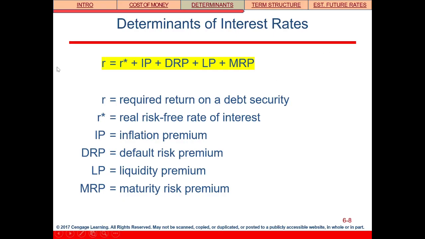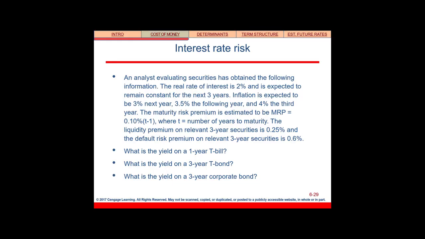So basically in all these factors, the default risk premium and liquidity premium, these two are usually given. It's a typical question you would see in the quiz or the homework, where we ask you to calculate the yield for different types of securities. Like the first two are treasury securities but with different maturities, and the last one is a corporate bond but with the same maturity as the treasury bond. So this is a typical question.